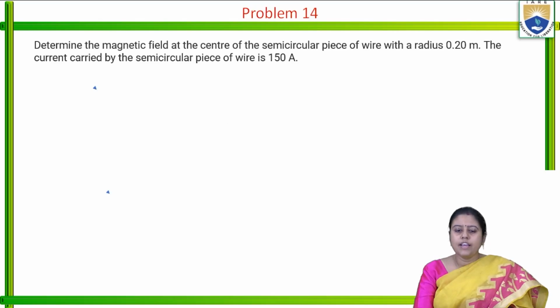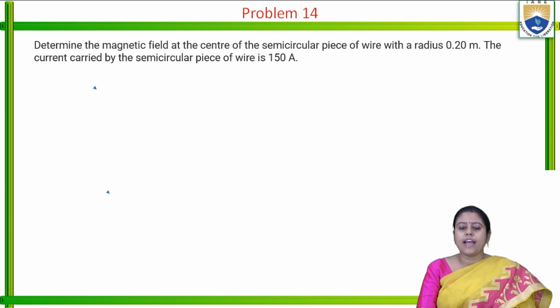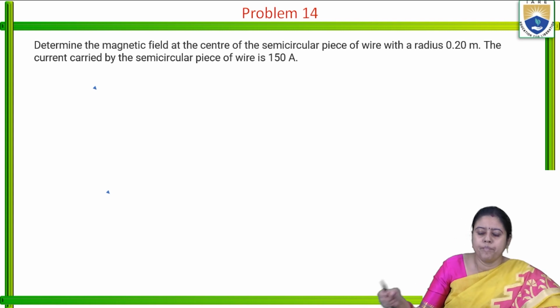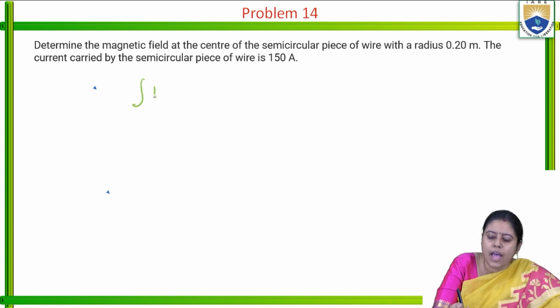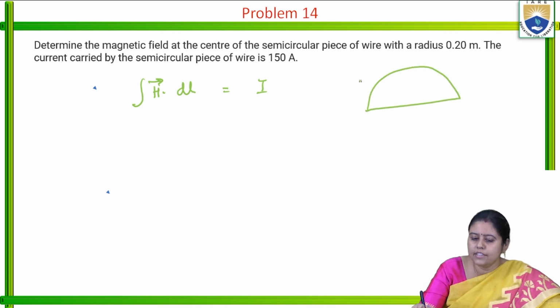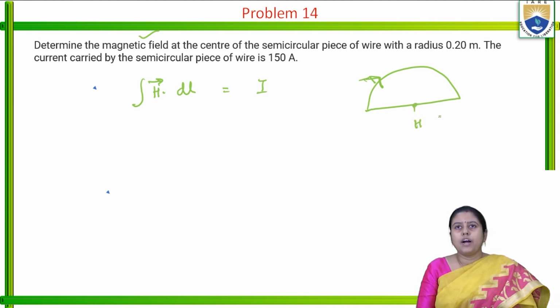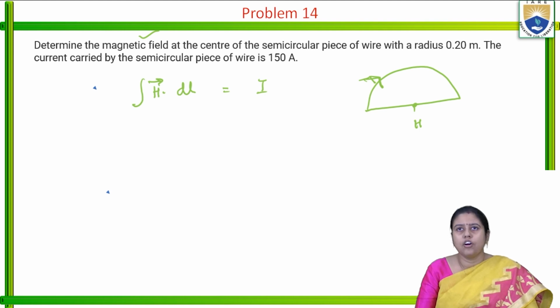Determine the magnetic field at the center of a semicircular piece of wire with a radius of 0.2 meter. The current carried by the semicircular piece of the wire is 150 ampere. So again we are using the ampere circuital formula. H dot dl is equal to I. So this is a semicircular piece. So current is flowing, and we have to calculate the magnetic field at the center. So this is H dl is equal to I.